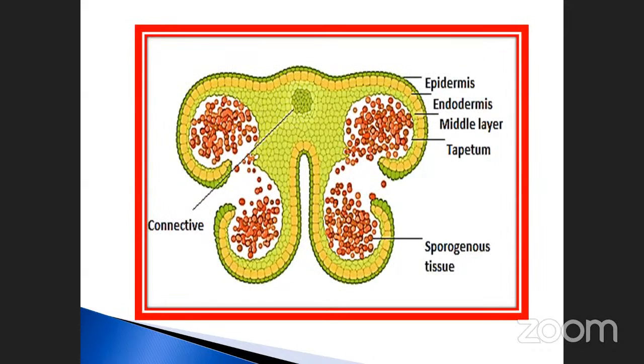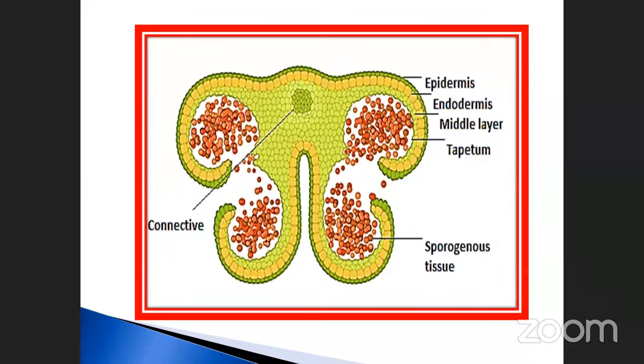Okay, so this is the structure. The outermost layer is called epidermis. What happened to the middle layer? See that? This is the middle layer. It absorbs the nutrients. As a result, it is easily destroyed in this area only. So these are the sporogenous tissues. Inside there are tetrad stages.